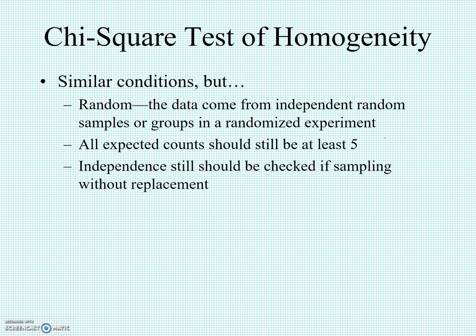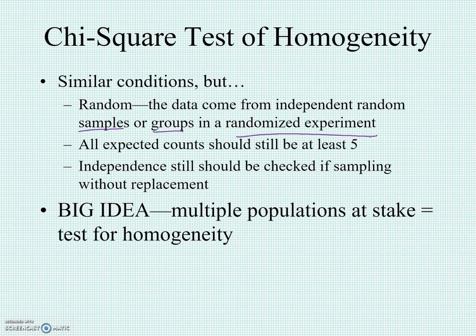Real quick, conditions. The conditions are dominantly the same: random, expected counts, and independence. But the biggest change is that for random, it comes from random samples or groups in a randomized experiment. That is the big change. If there's more than one group or more than one sample, it is a chi-square test of homogeneity. And so our big idea is that we have multiple populations at stake.